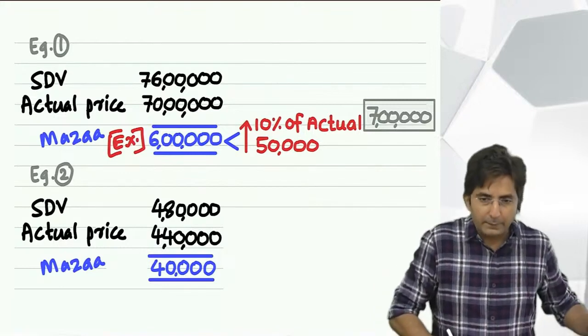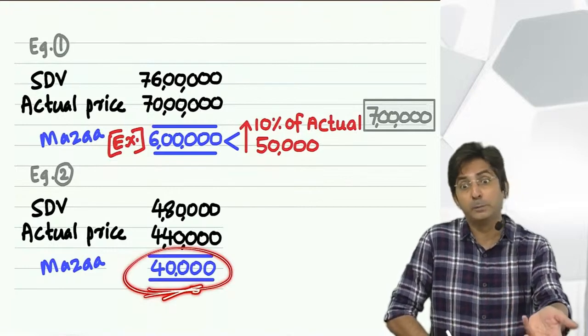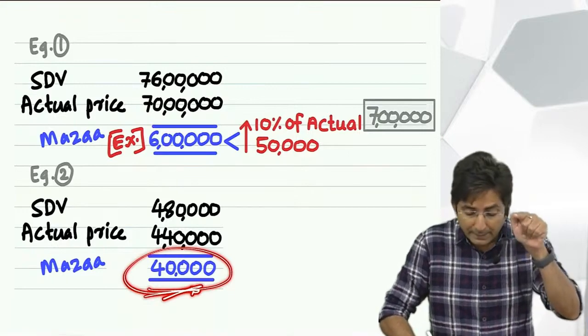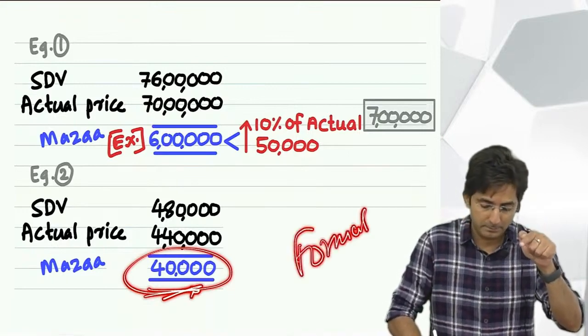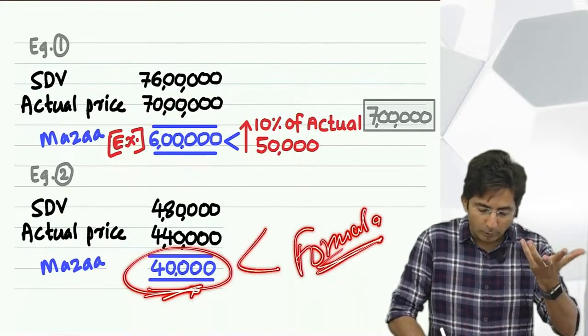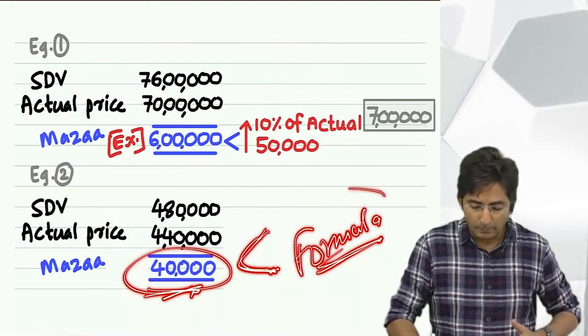40,000. Now you have to compare: if it is a small benefit, it is exempt. If it is big, then taxable. But how to decide small and big? Compare this with our formula. If this amount is smaller, then exempt; if bigger, then taxable. Now tell me, what is our formula?